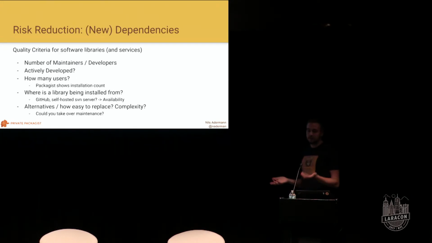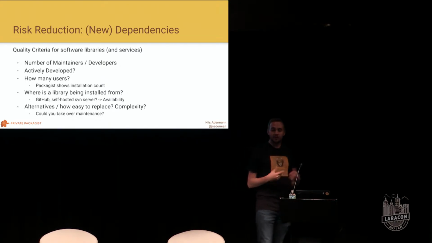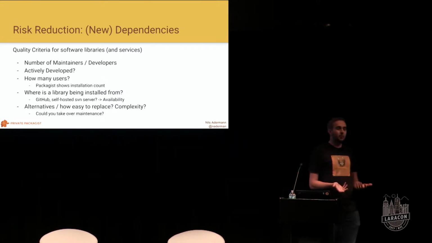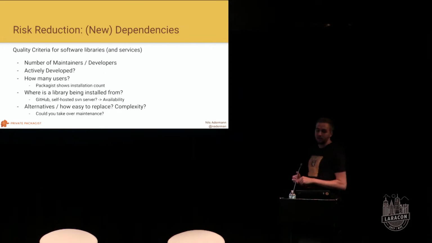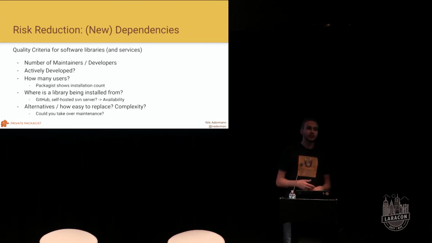Things you can do about this. Let's start with new dependencies. Right, if you're adding a new dependency, there's some criteria you could go through and look at to decide which one you want to add, if you have a choice between different ones, or even just whether you want to build something yourself or add a new one.